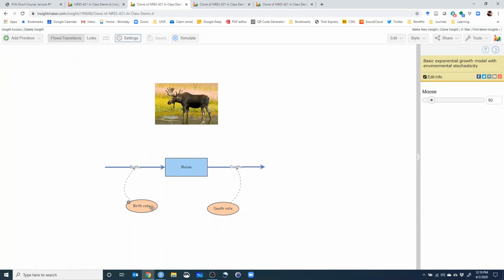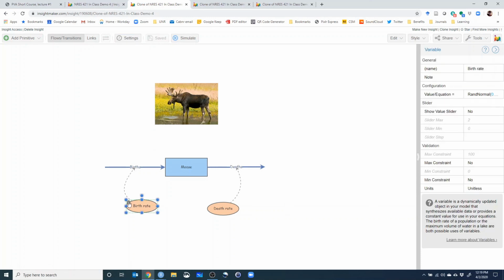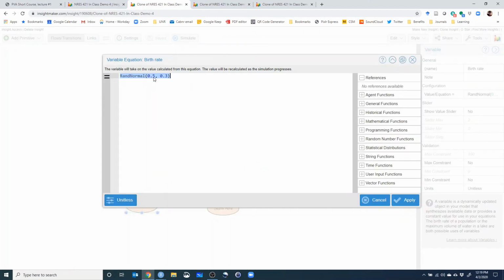And the birth rate should be at a mean of 0.5. And this is a random number generator. This is now, the birth rate's going to change year to year. So we're going to use a normal distribution to allow the birth rate to go up, to be favorable one year, to be unfavorable the next year. And we're going to use this standard deviation term to be 0.3.